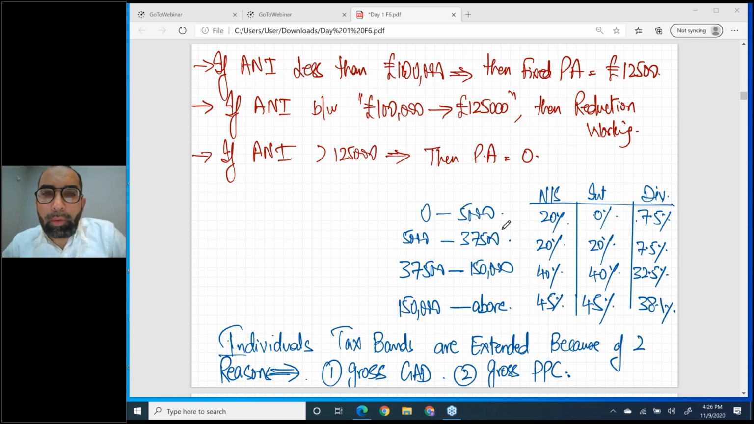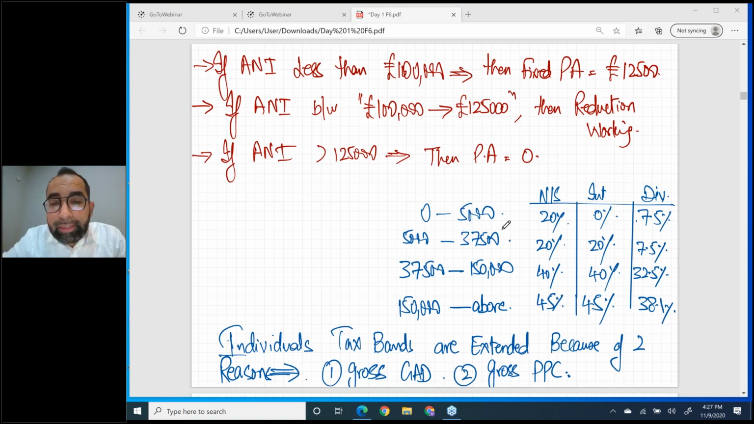Okay, now see on your screen, I've already written this. If your ANI is less than 100,000, you will have a fixed personal allowance of 12,500. If ANI is between 100,000 and 125,000, then reduction working applies. You will have to reduce your personal allowance gradually. And if your ANI is greater than 125,000, then you are not eligible for any personal allowance, that is zero.